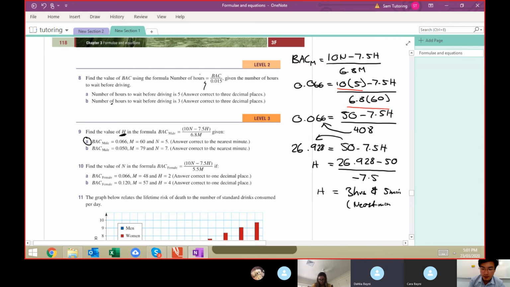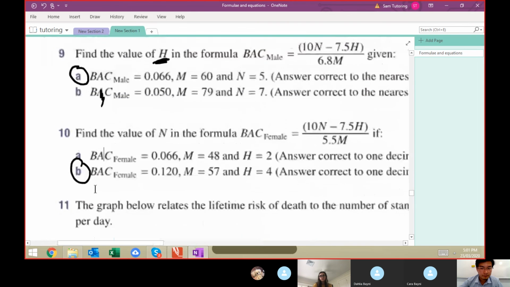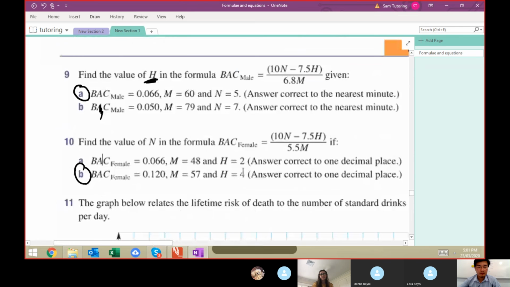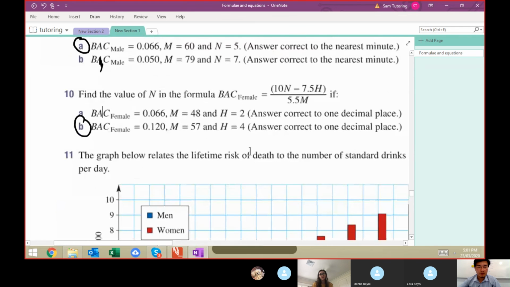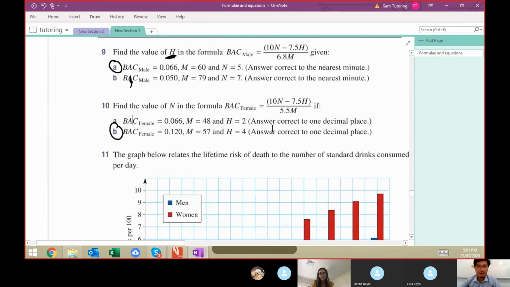Can you girls take the opportunity to do question 10b? It's the same idea, except it's a female formula, okay? So I'll tell you what, do you want me to enlarge the question? Can everyone see it? Yeah, just a little bit because it's still on my phone. I'll give you a minute or two to solve it. Then I'll also write the equations and the solutions out.